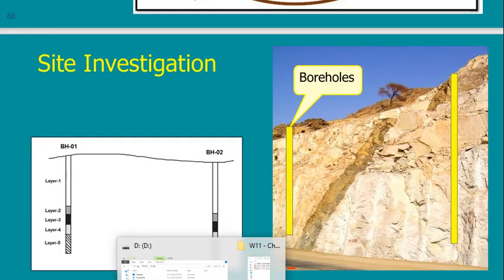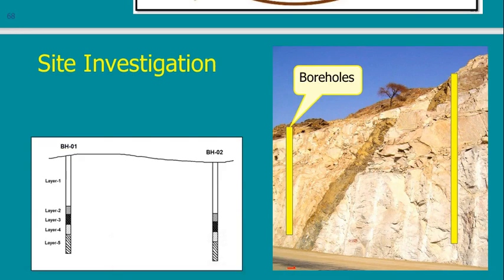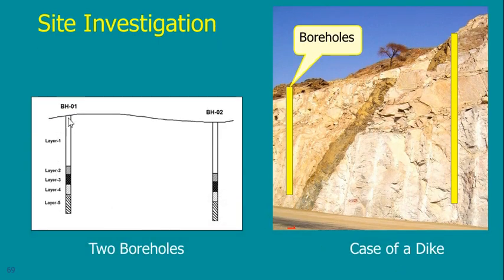What do we do in site investigation? This is important. Suppose I have a site investigation like this. I have this borehole and the other borehole. Both boreholes are more or less identical. Does this mean that if I have two identical boreholes, what is in between is similar? No. Look at this case of a dike. I have a borehole here and another borehole here. Both boreholes are more or less similar, but in between I have a dike.